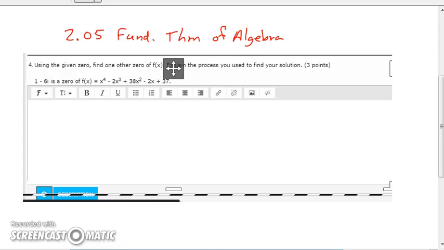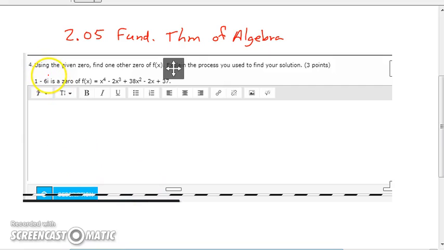Okay, from section 5, 2.05, under the section for the fundamental theorem of algebra, we just finished this one on Tuesday. The last question on that looked something like this. Again, you may get a slightly different version of this question, but the idea is going to be pretty much the same. This one looks like it's going to be pretty challenging, but in reality, it's actually not. And I'll tell you why in a second. It says, using the given 0, find one other 0 of f of x. Explain the process you use to find your solution.